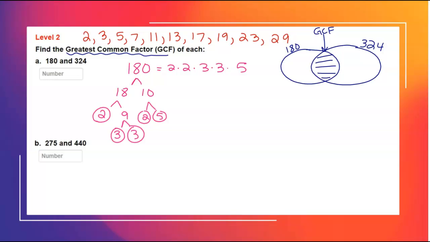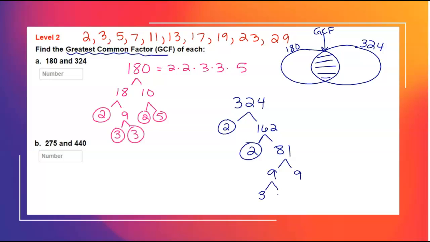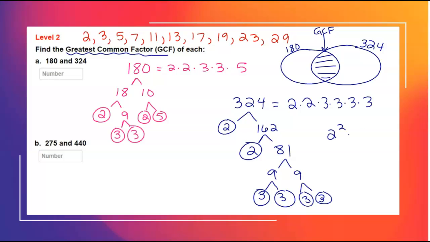Why don't you hit pause and try it yourself? So 324, grab my calculator. I'm going to divide by 2 because I know it's even. And I get 162. I'm going to divide by 2 again. 2 is prime, and 162 is even. All right, 81. 81 divided by 3 or 9. Ooh, 81 is 9 times 9. 9's not prime, though. I can break that down to 3 times 3, and 9 is also 3 times 3 for that factor. So 324 is 2 times 2 times 3 times 3 times 3 times 3, or 2 squared times 3 to the 4th.